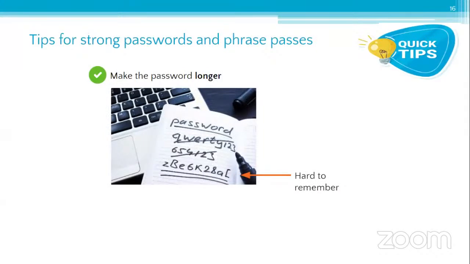Here we are looking at tips for strong passwords and passphrases. Make the password longer. You should not have maybe just 4 characters or less. You could make a password out of as many characters as you can remember, from 8 and above. It's just like the example illustrated in the image here. The last one is very hard to remember, but it is very strong because nobody can guess this password, as you can see.